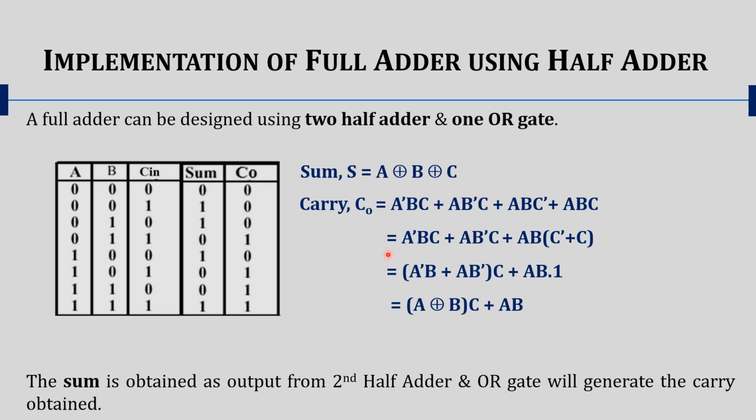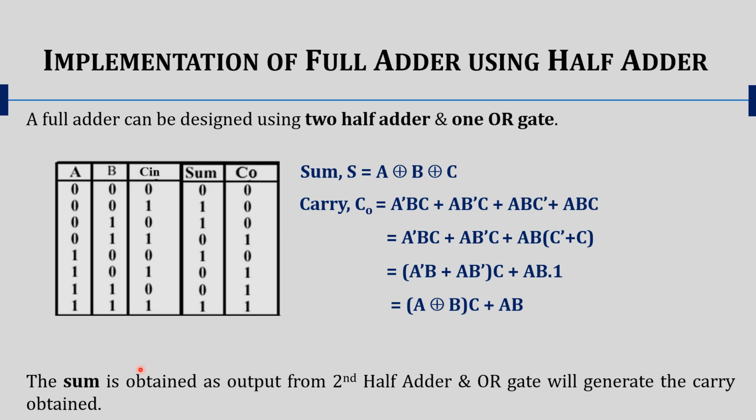Fine. Now let's look at these two terms. We have C as a common variable. We are taking that out: A bar B plus AB bar, into C. We know that A bar B plus AB bar is nothing but A exclusive or B, right? So we can write it as A exclusive or B into C plus AB. So we are using an XOR gate, an AND gate and an OR gate.